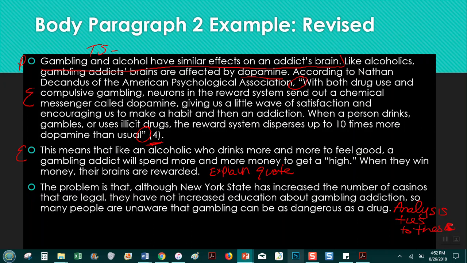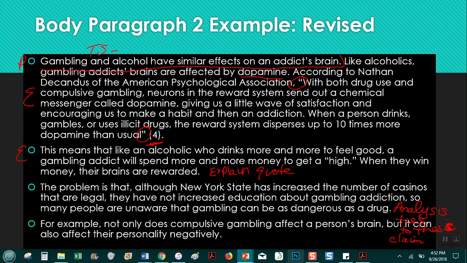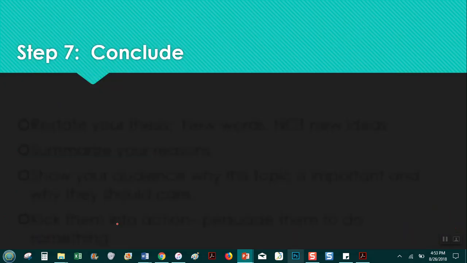I started writing thesis and claim at the same time. Sorry. Both kind of mean the same thing. Then he has his link part. For example, not only does compulsive gambling affect a person's brain, but it can also affect their personality. Then, when he talked about personality, he had a really much more clear point about addictive behavior with lying and hiding and personality changes. So here he changed his point, but he really laid it out quite a bit more clearly and connected it back to his claim. So it was a lot more persuasive.